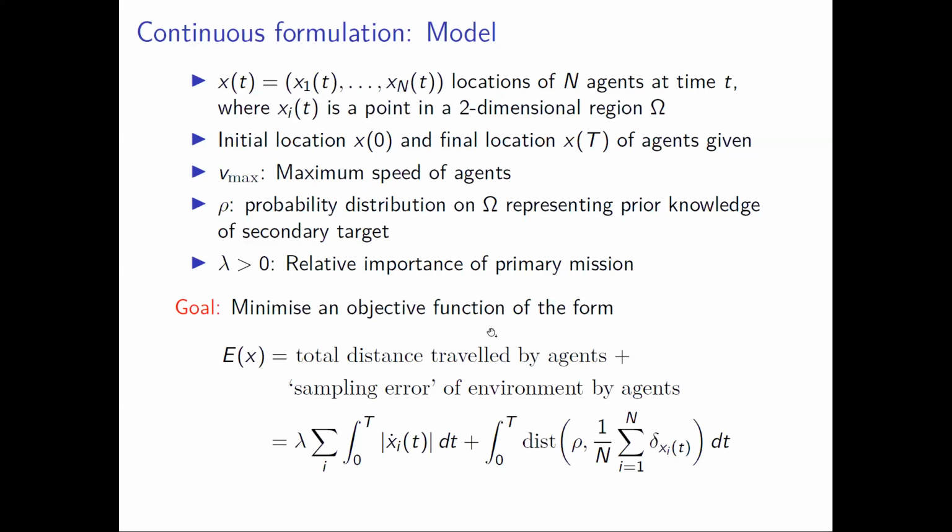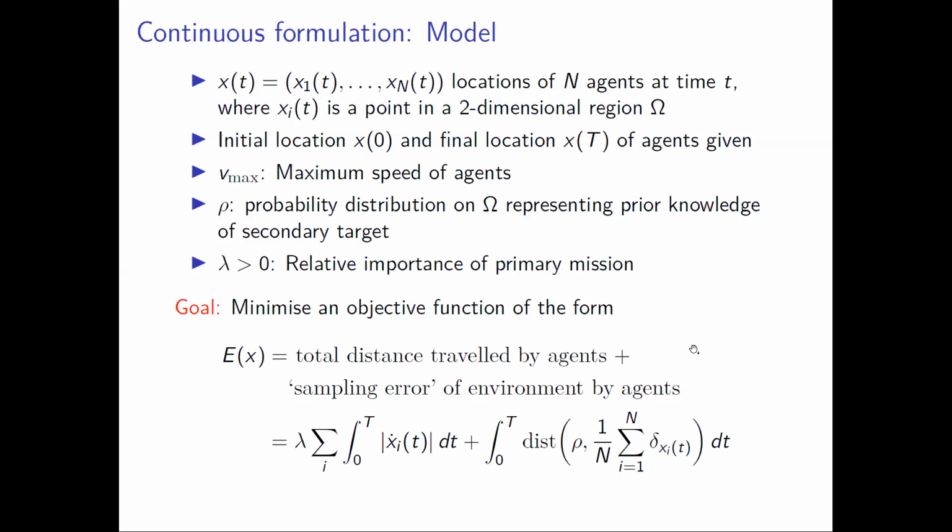Another parameter is rho. This is a probability distribution on our domain, which represents our prior knowledge of the secondary target. It could be we know nothing at all about where the secondary target is. In that case, rho could just be the uniform distribution. Or if we have some guess about where it is, then it could be a normal distribution peaked around our best guess. Finally, there's a parameter lambda, and this weights the importance of the primary objective compared to the secondary objective.